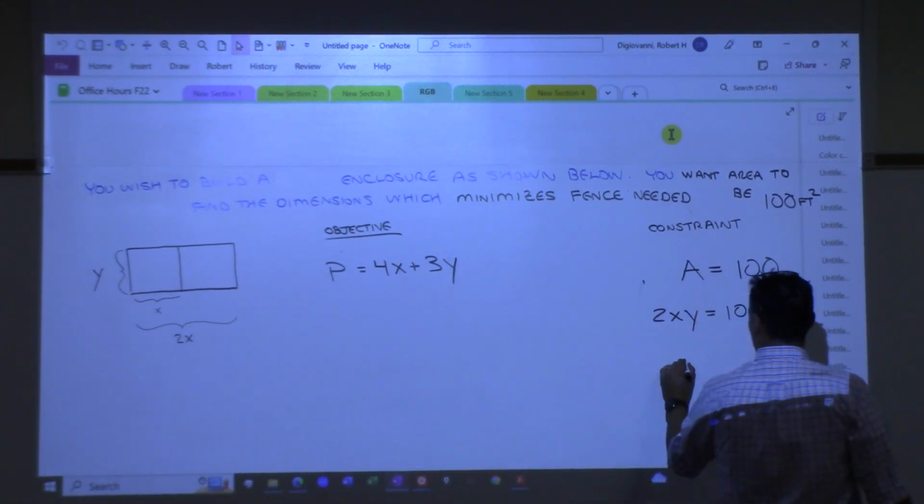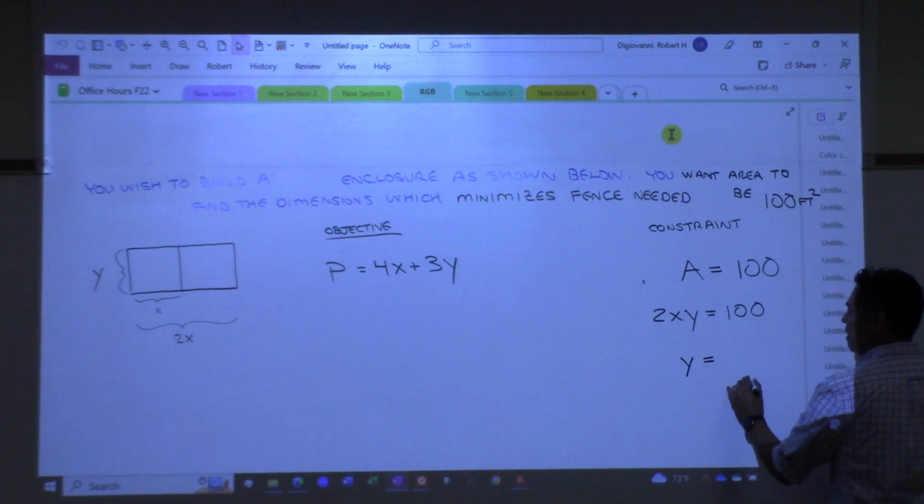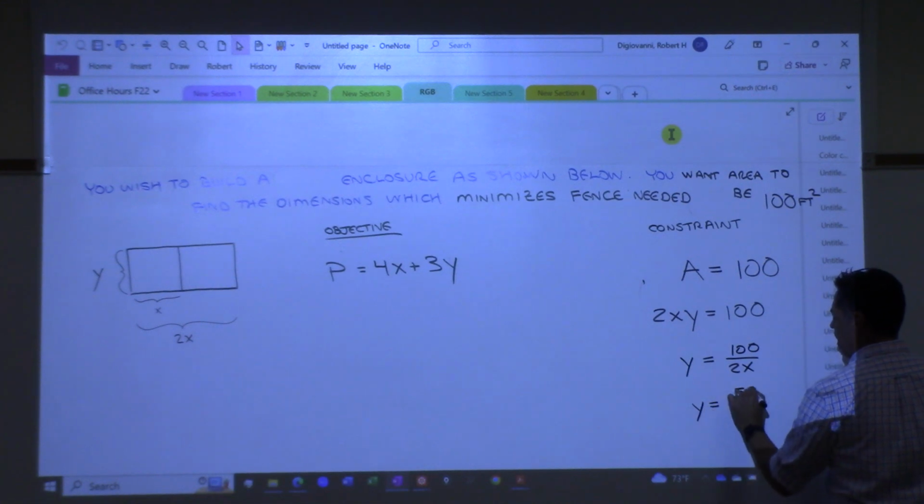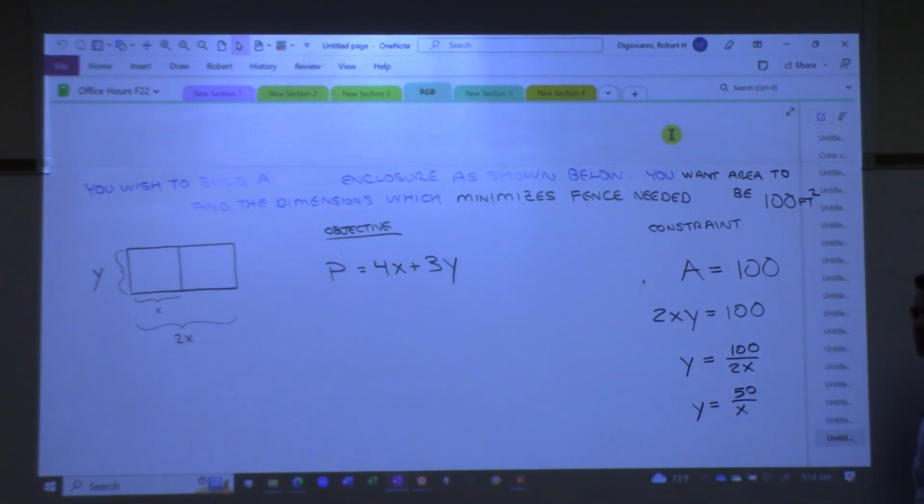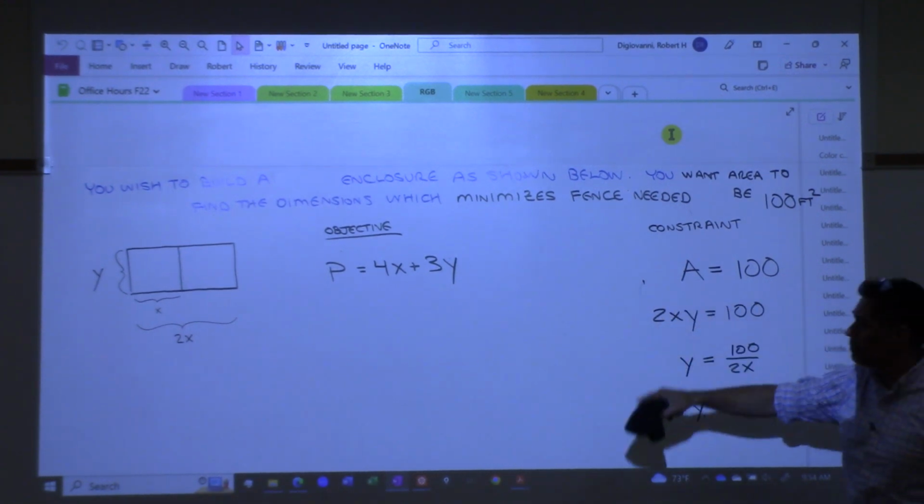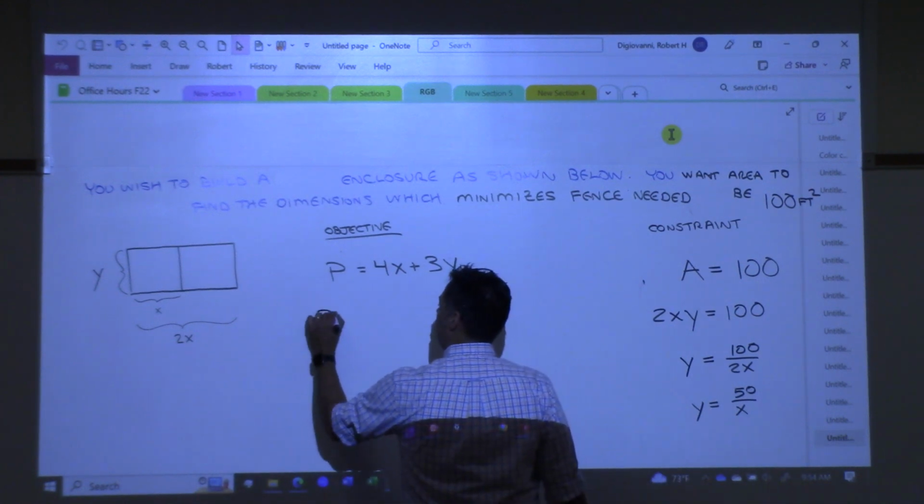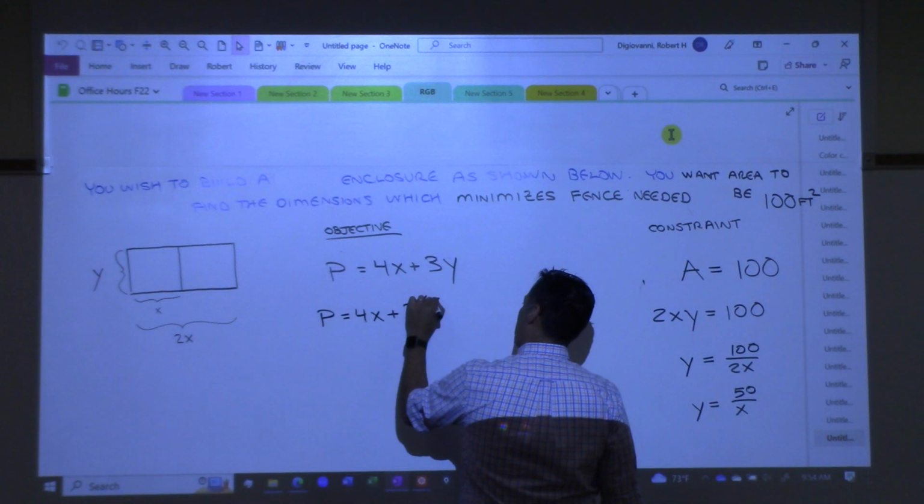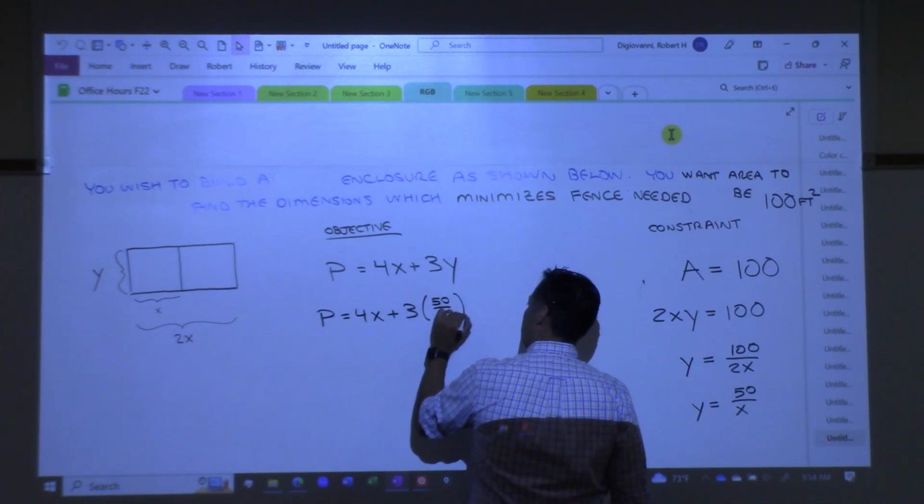So solve for y, which means you will divide both sides by 2x. Divide, right? Not subtract. And so you get y is 50 over x. Take that and plug that back in over here. The perimeter is now 4x plus 3 times y, but that y was 50 over x.